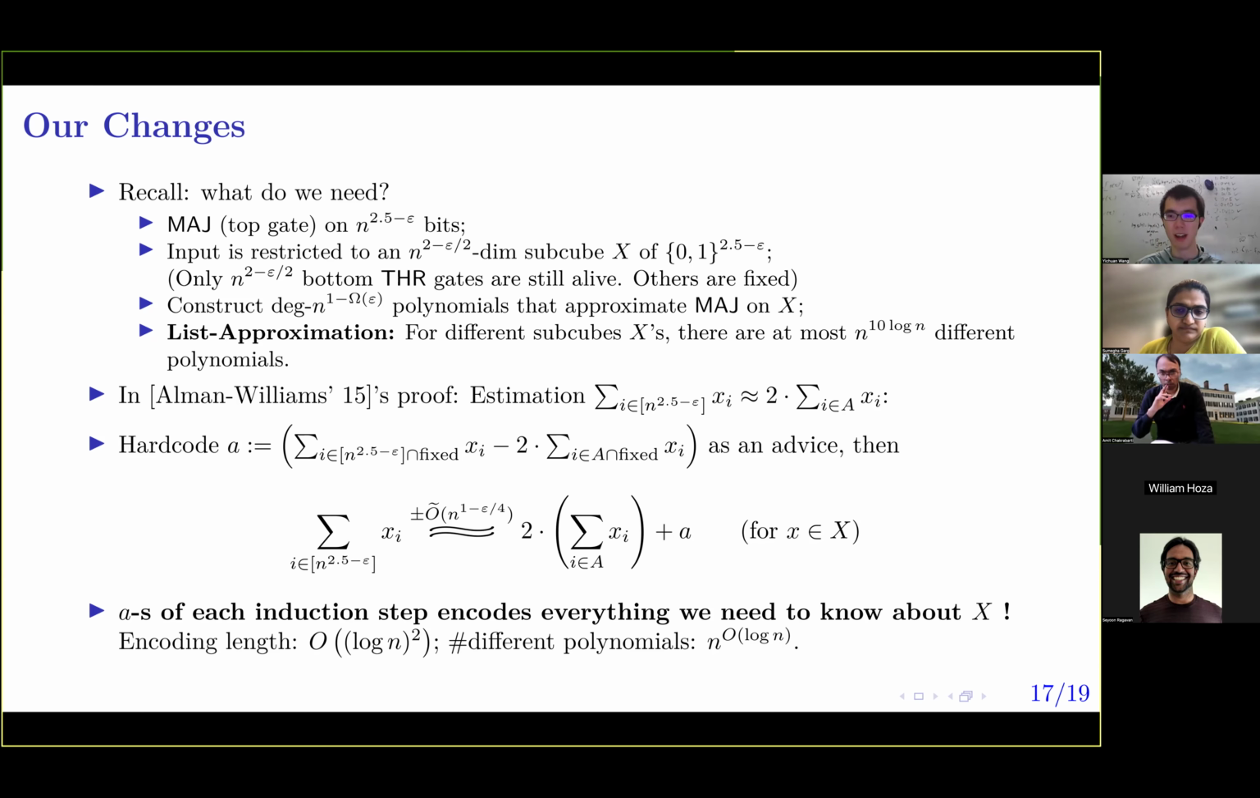And because our polynomial construction only depends on those a values, we no longer need to look at the whole description of this subcube X. So this encoding length gives the bound on the number of different polynomials.